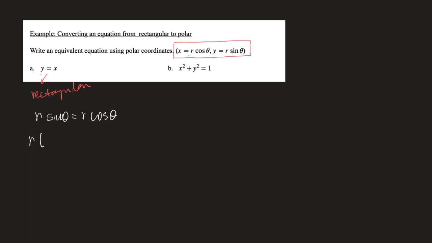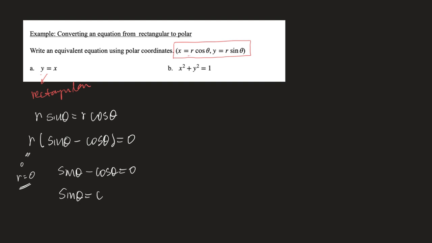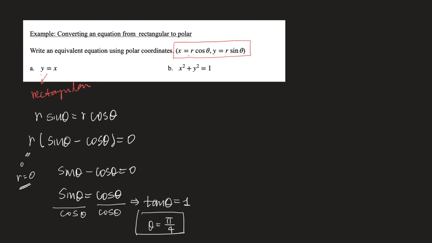So move the r right there: r times sine theta minus cosine theta equals 0. If r is 0, that's the origin. Otherwise sine theta minus cosine theta equals 0, so sine theta equals cosine theta. Divide both sides by cosine theta. So you have tangent theta is 1, which means the angle is pi over 4. So that's the polar equation. Okay?